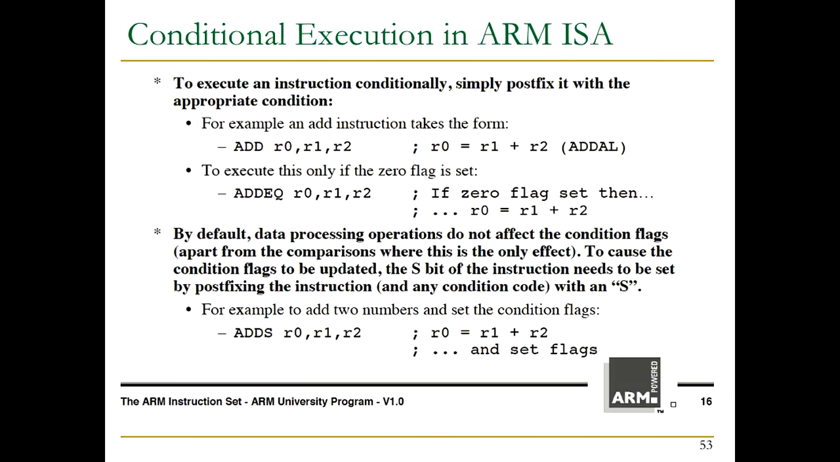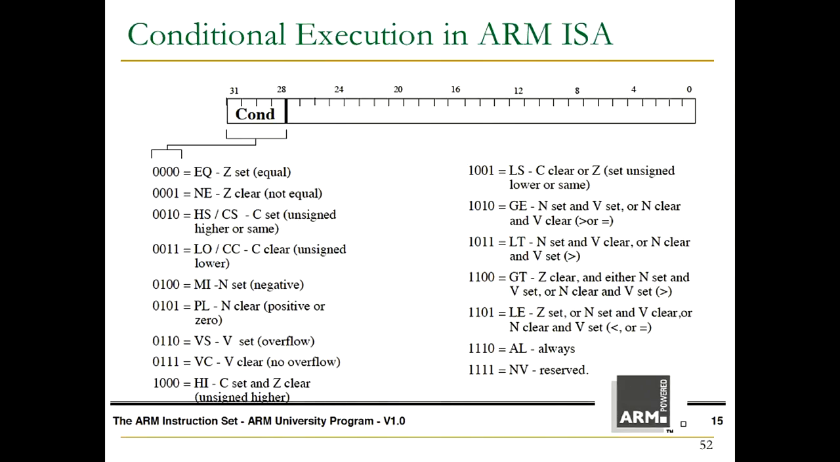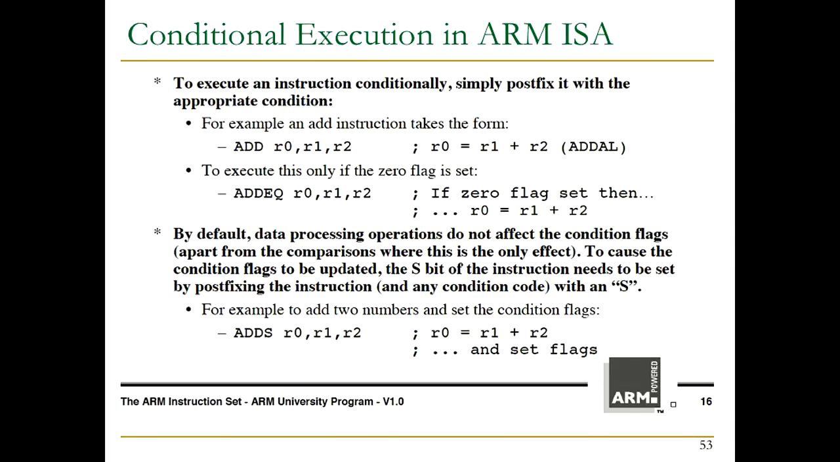And I'll give you an example. Basically, to execute an instruction conditionally, you simply postfix it with the appropriate condition. So that's the condition over here. And you execute this only if the zero flag is set. So ADDEQ means you execute the instruction only if the zero flag is set. And they also say, by default, data processing operations do not affect the condition flags. To cause the condition flags to be updated, the S bit of the instruction needs to be set by postfixing the instruction. Of course, this is an assembler primitive. Basically, this sets the flags, right? And if R0 is zero, it sets the zero flag. If the computation results in a zero, it sets the zero flag, and the next instruction that's dependent on it can check the zero flag.